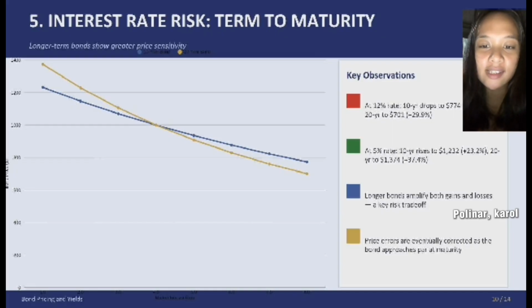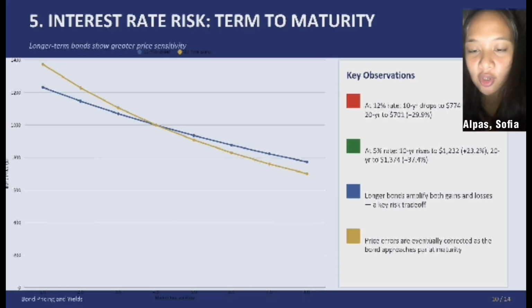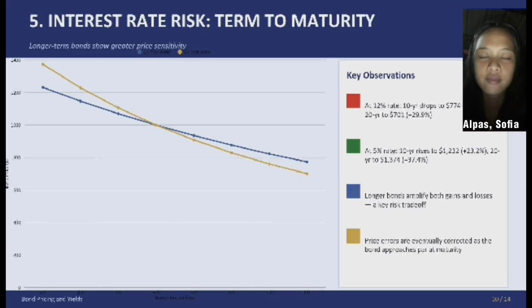So, I will discuss two important topics in bond pricing and yield: interest rate risk and current yield. This concept helps investors understand how bonds earn return and how bond prices react to changes in interest rates. First, let us talk about interest rate risk, term to maturity. This topic explains that longer-term bonds are more sensitive to changes in market interest rates compared to shorter-term bonds.